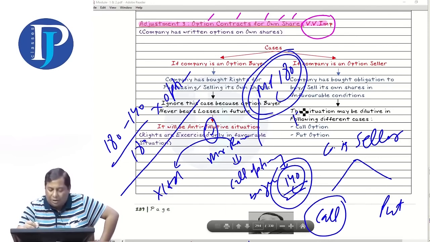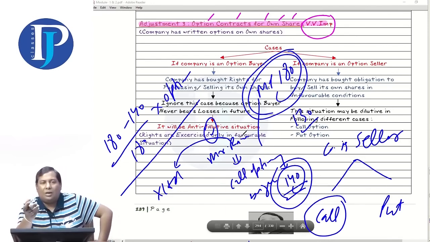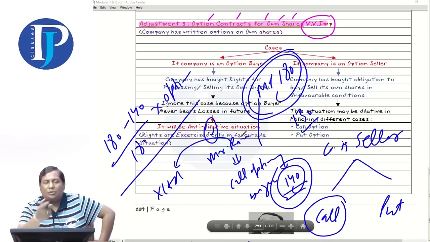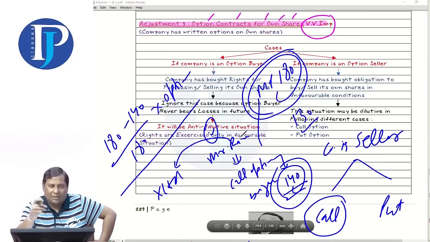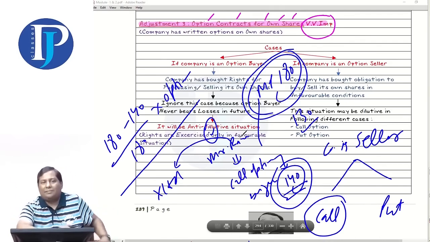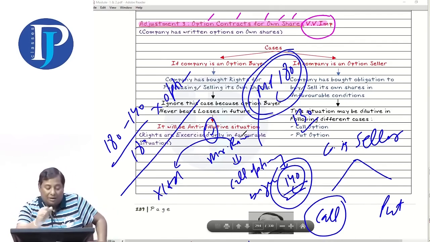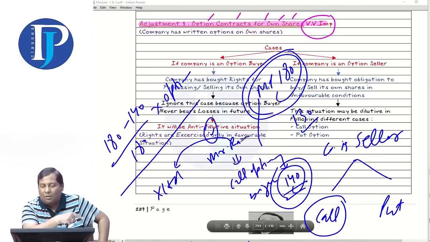Now, if the market price is 130, then Mr. Ram will say, if the share is available in the market for 130, why would he buy it for 140? Then the contract will be void. He won't exercise the option. But if this is a call option case and the market price is high, the option will be exercised, and the company will have to issue it at a concessional rate. Because if the company gives a 180 share for 140, it will be the same case of free shares.